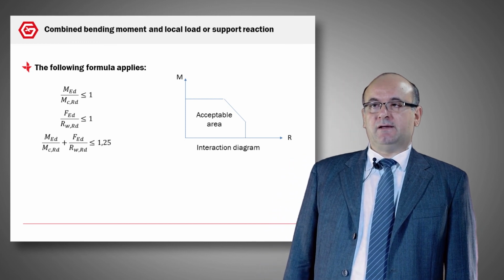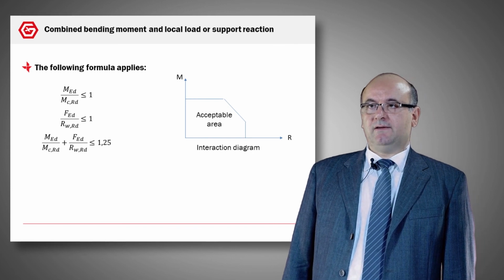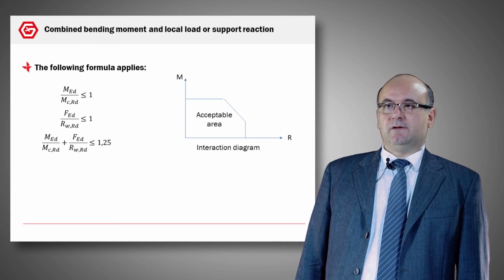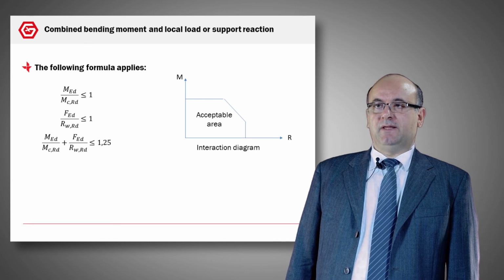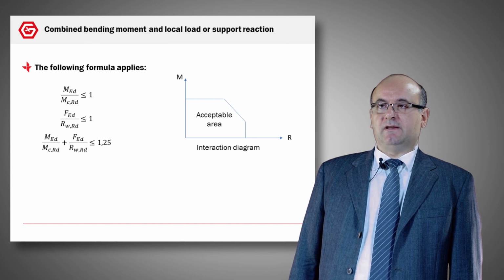If we put this criteria in an interaction diagram, we obtain the interaction diagram on the right. On the bottom we have R, the reaction capacity on the support. On the top we have M, the bending moment resistance, and the acceptable area is drawn here.